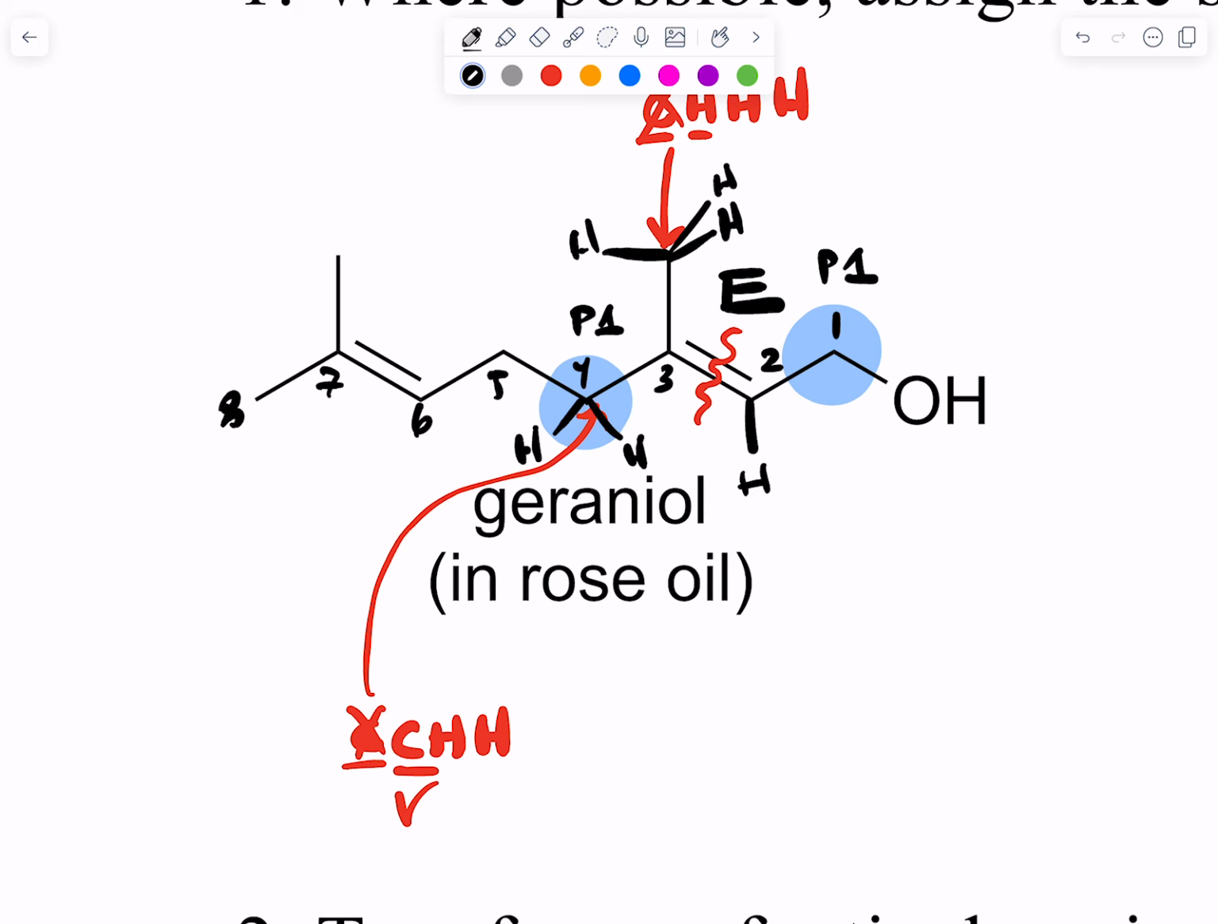Sorry, say that again. No, E means the 2 priority 1 groups are on opposite sides of the alkene. Or if we look down the Newman projection, they are anti to each other. Yeah, E means the priority 1 groups are opposite or anti to each other. So if the methyl happened to be the priority 1, that would be Z? Right, if by some chance the methyl had something on it that would make it win, that would be Z. Yep.